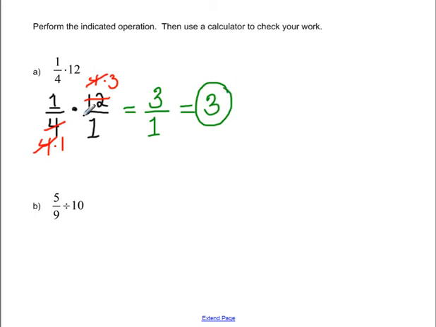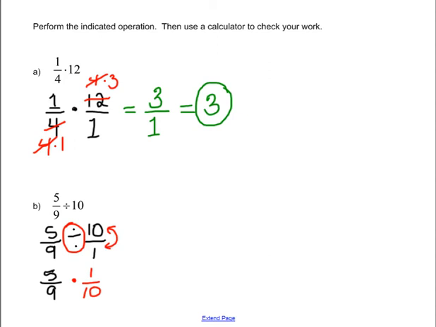In our second example, we again have a fraction and a whole number working together, so we want to start off by writing the whole number in fraction form. So we're going to have 5/9, and I'm going to just leave the division for right now and take a step to write that 10 as 10/1. Now that everything's in fraction form, I can go ahead and change the division to a multiplication. 5/9, and remember we talked about what happens with division: the division becomes multiplying, and we multiply by the reciprocal. So we're going to multiply that by 1/10.